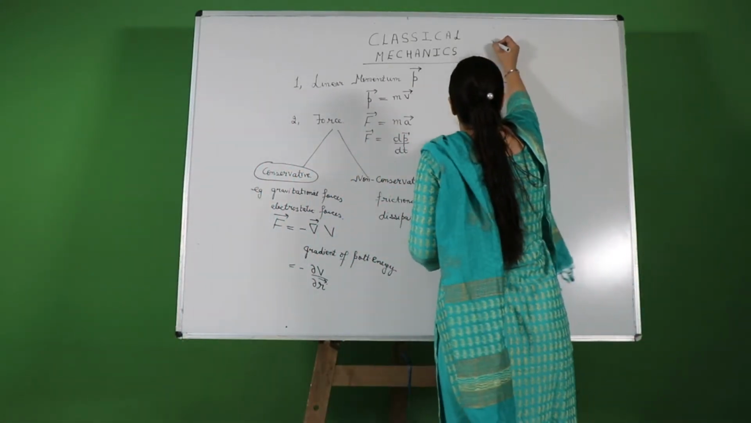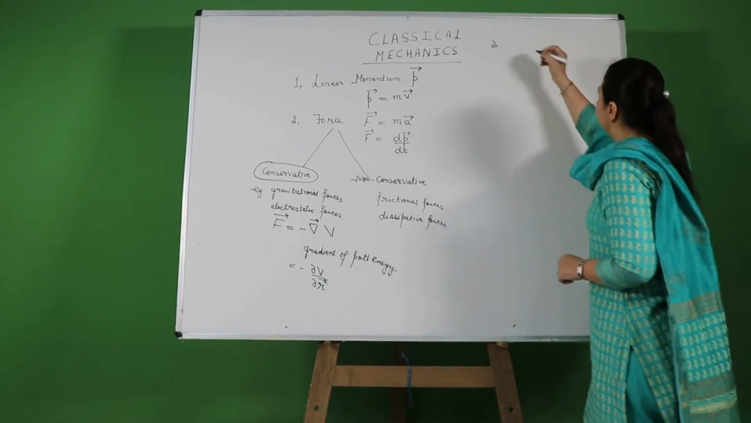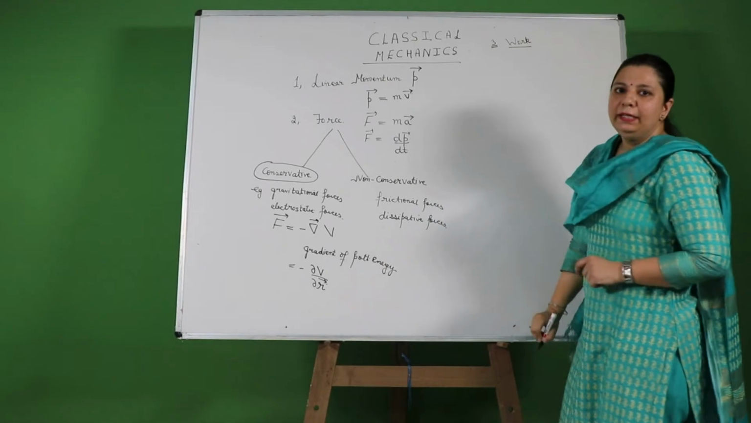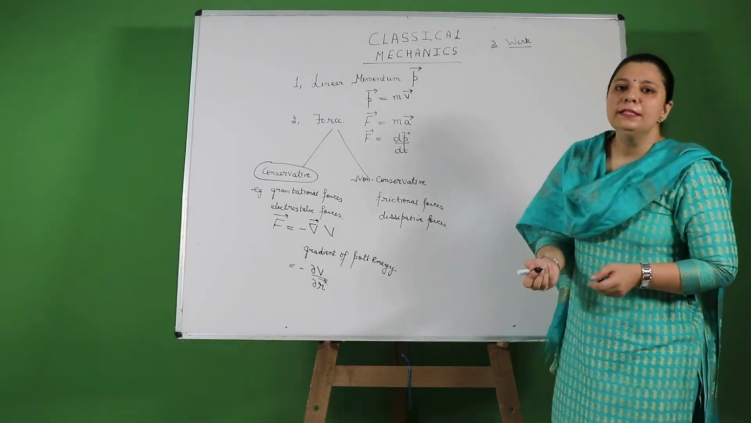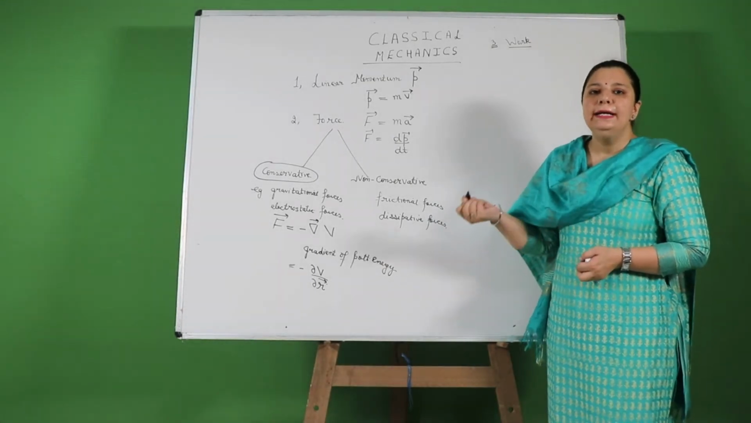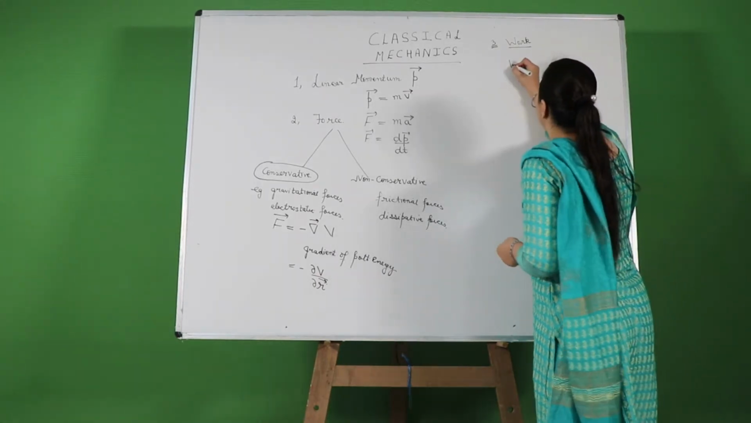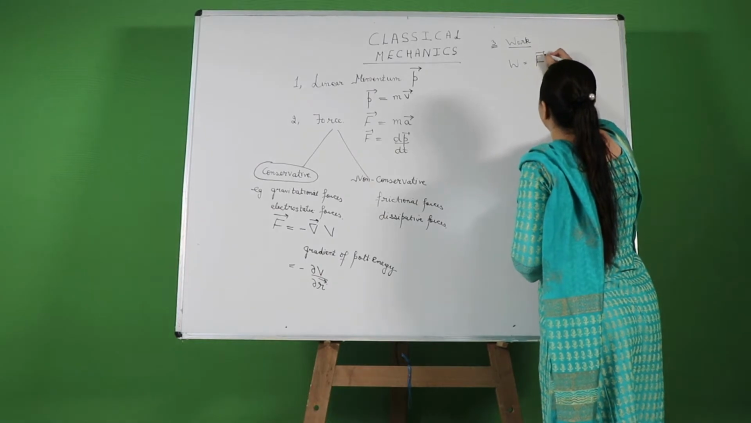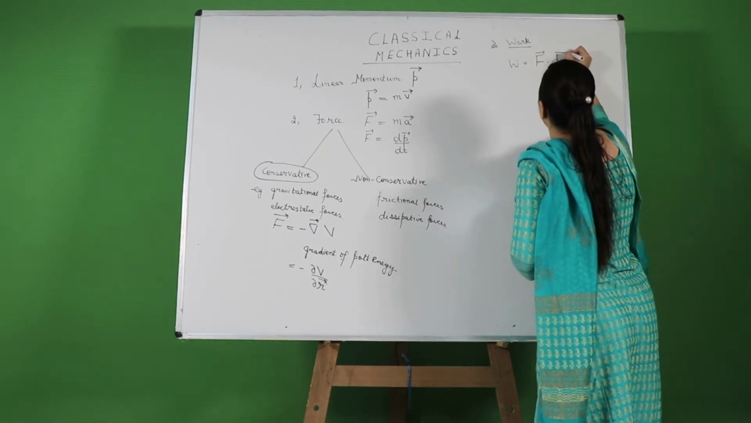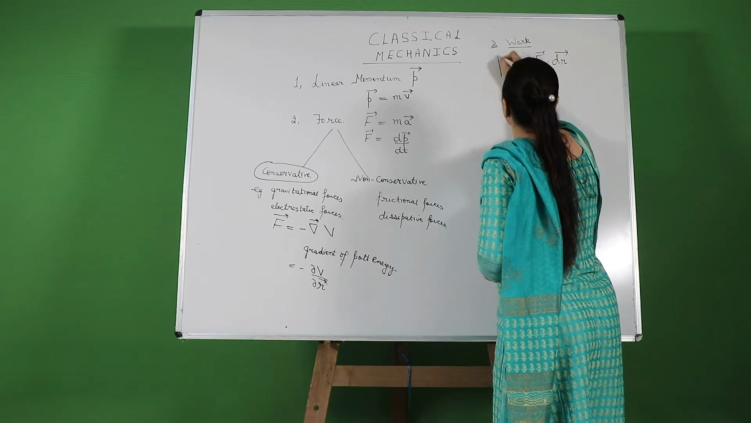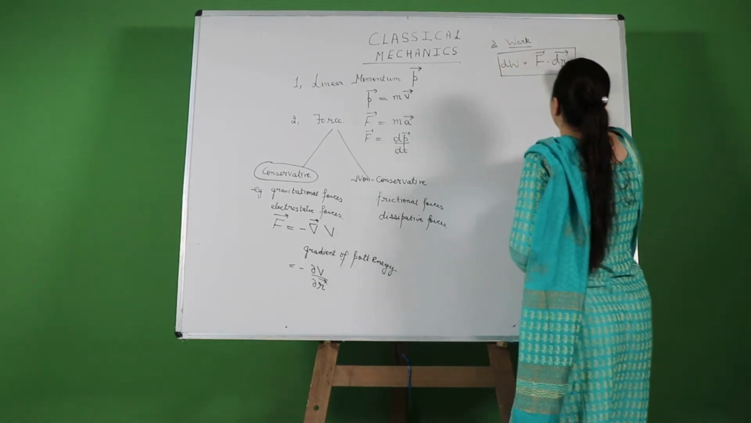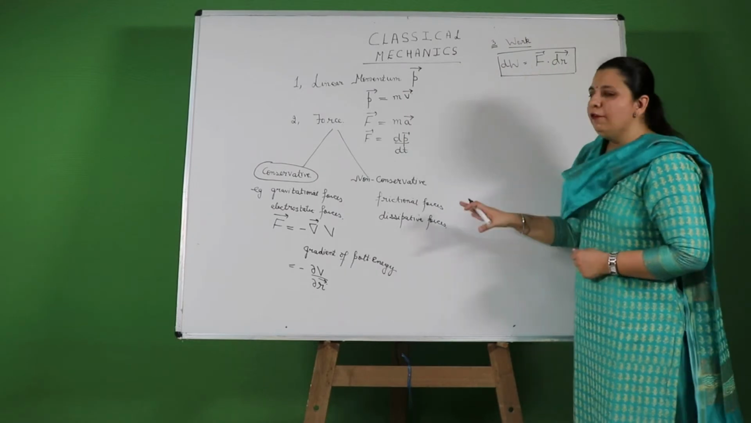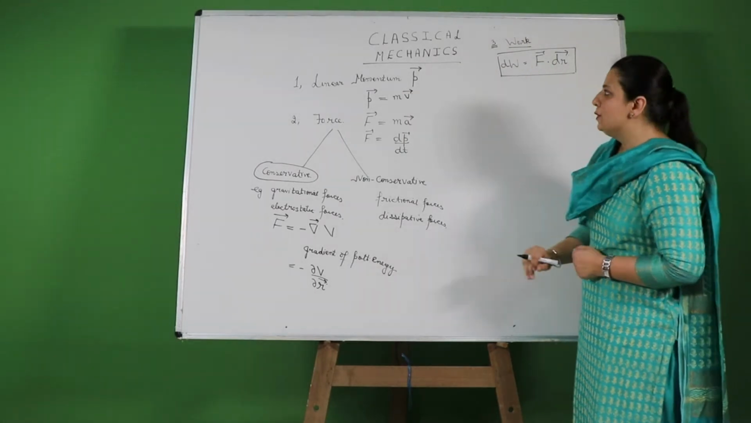Third quantity in which we are interested is the work done. So what is work basically? Work is defined as the dot product of force and displacement. So suppose dr is a small displacement, then the small work done for this displacement will be F dot dr, where F can be a conservative force or a non-conservative force.